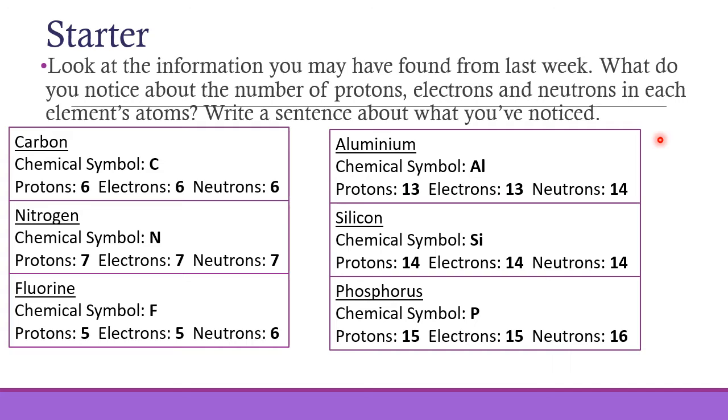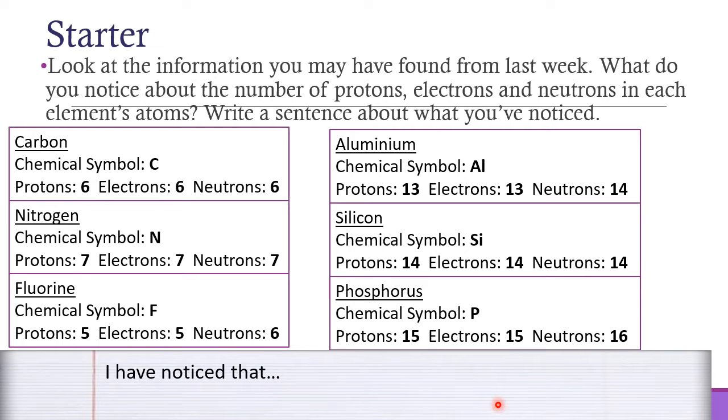So these are some of the elements that you might have found out about last week. So the protons, electrons, and neutrons number. What can you notice about the amount of protons, electrons, and neutrons in most of the elements' atoms? Can you please, underneath your starter heading, begin your sentence with "I have noticed that," and then complete your sentence. So pause the presentation here and spend around 2 or 3 minutes writing that sentence.